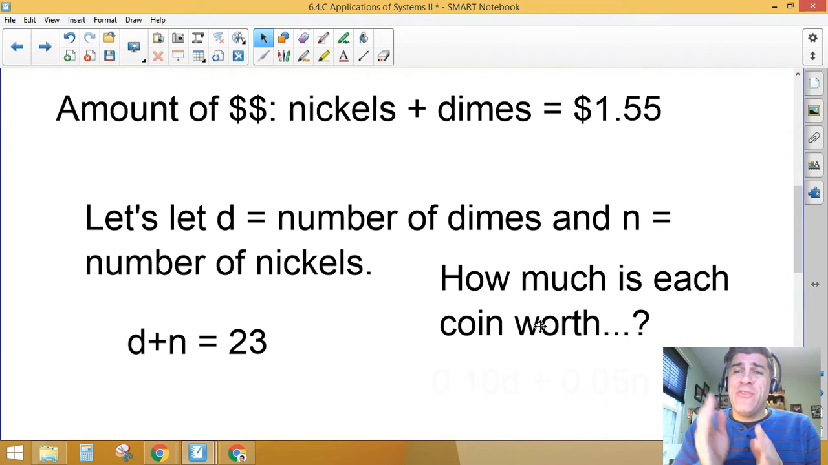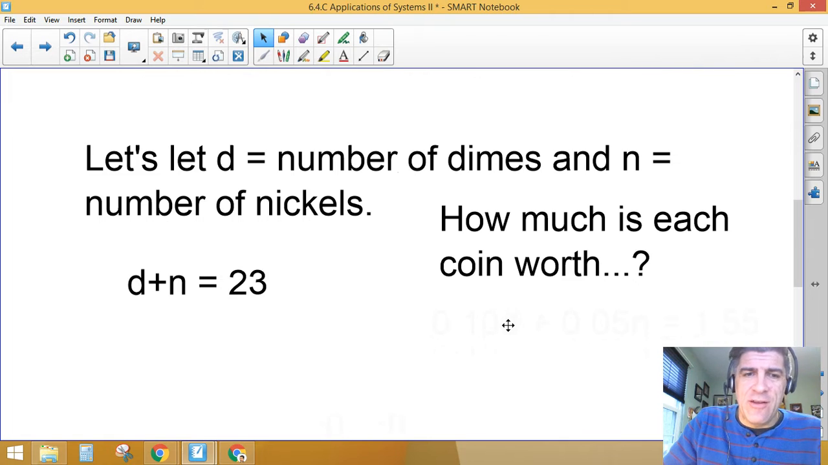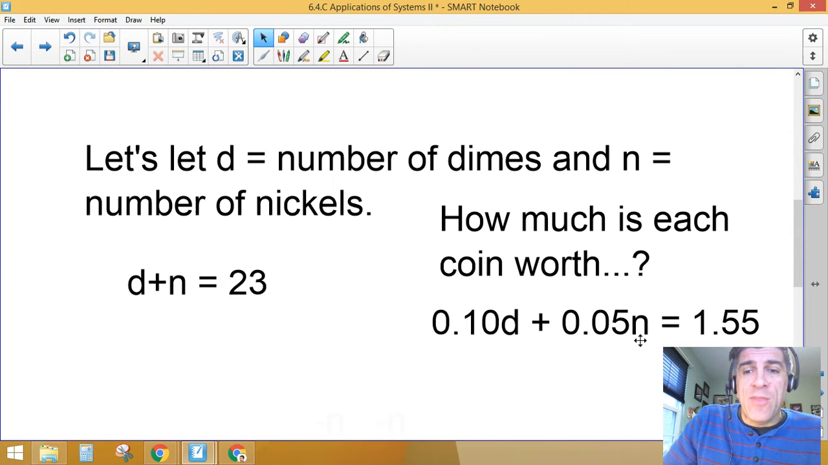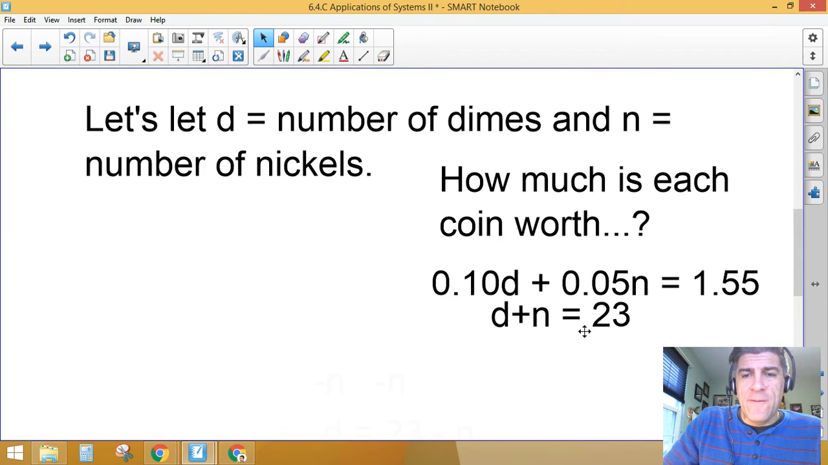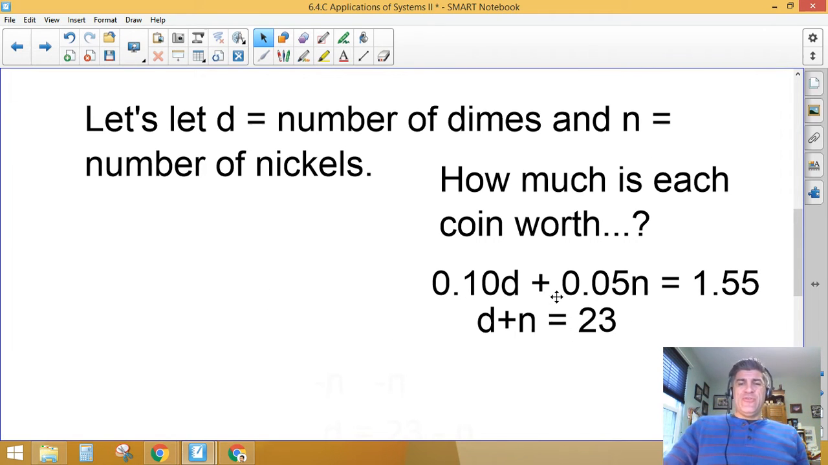So now here comes the second equation. This is often a little more challenging for students, so I'm not going to make you fight too much for it. I'll just put it out there and give it to you. If I take the number of dimes, D, times 10 cents, 0.1, and the number of nickels, N, times 0.05, that will equal $1.55. So now, looking here, what method do you think we should use?